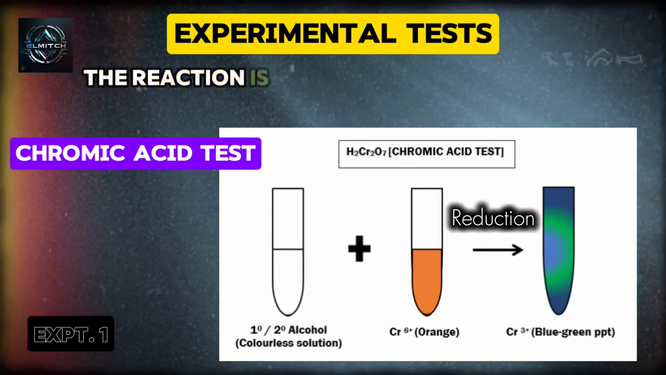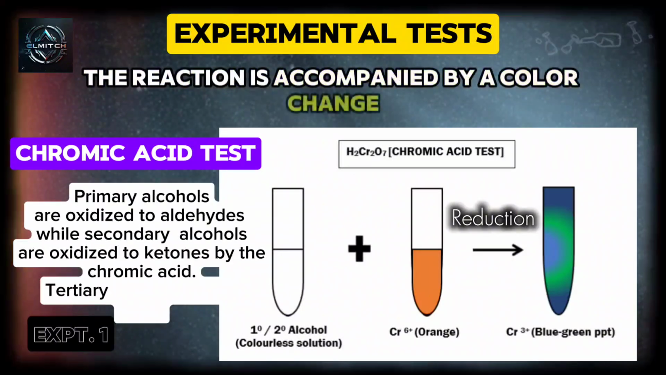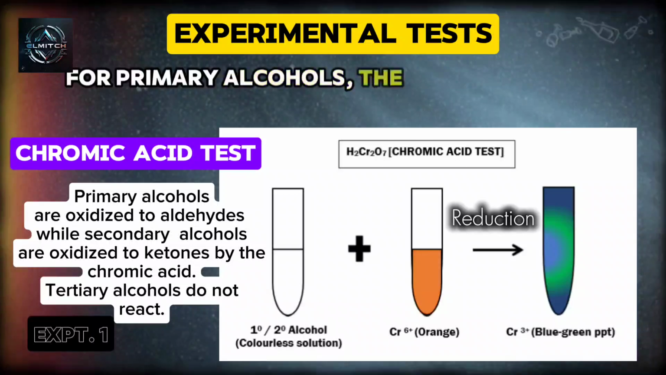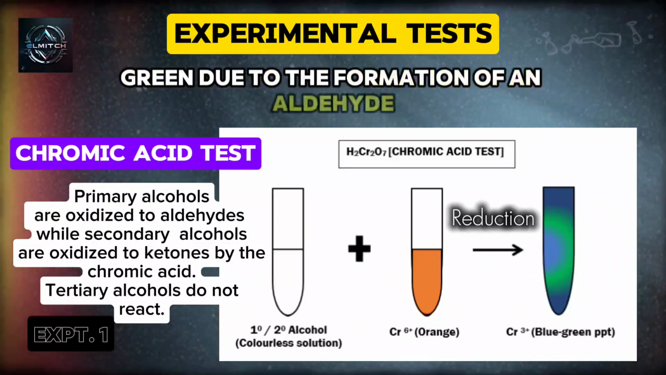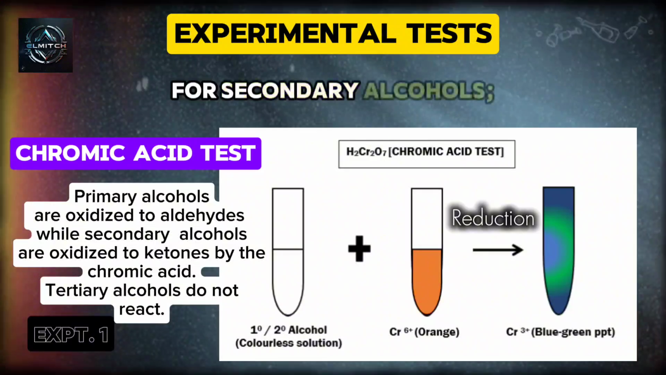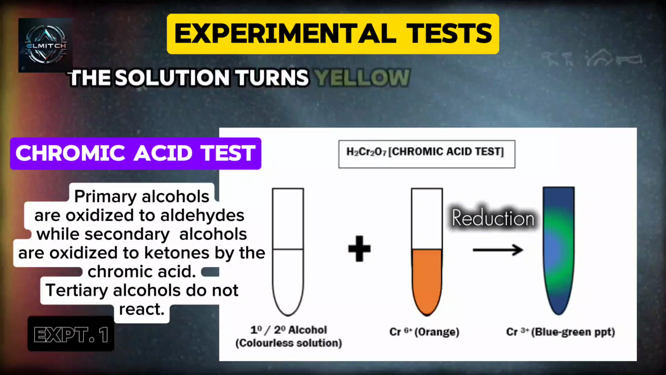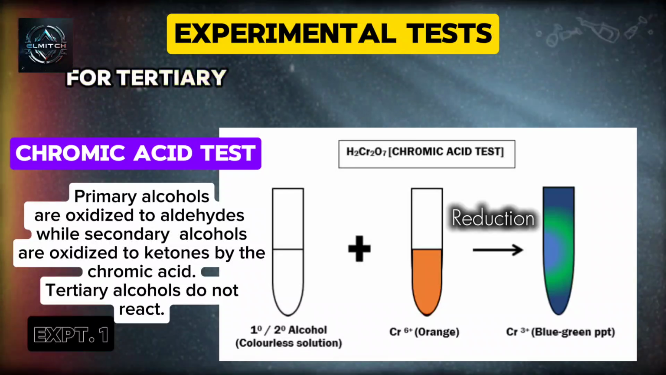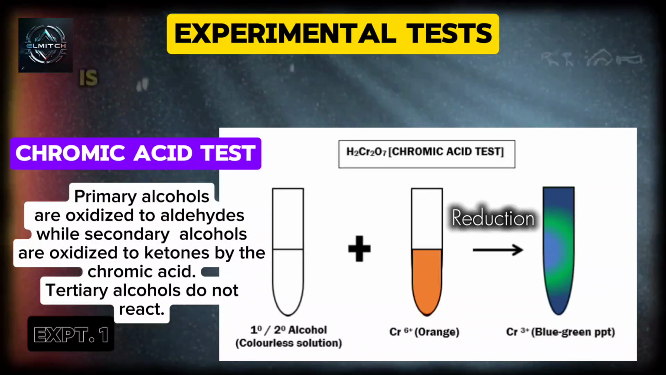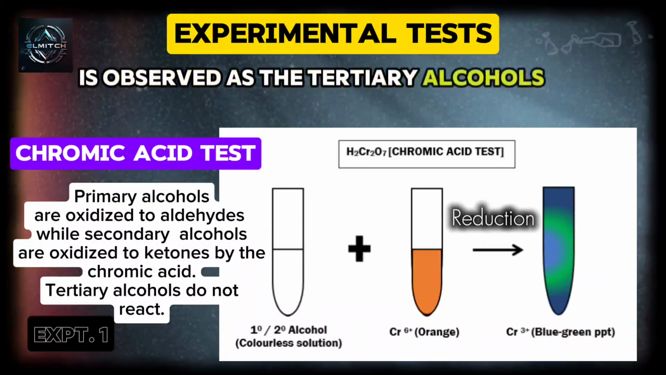The reaction is accompanied by a color change. For primary alcohols, the solution turns green or blue-green due to the formation of an aldehyde. For secondary alcohols, the solution turns yellow or orange due to the formation of a ketone. For tertiary alcohols, no color change is observed as tertiary alcohols do not react.